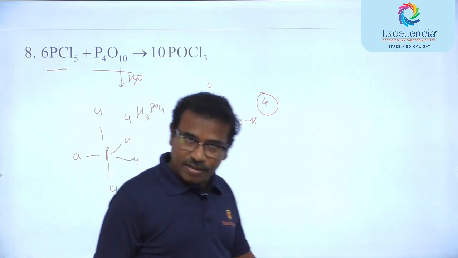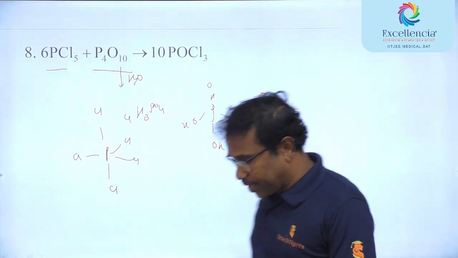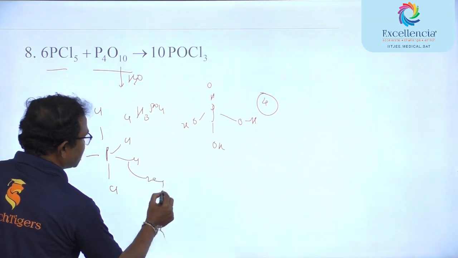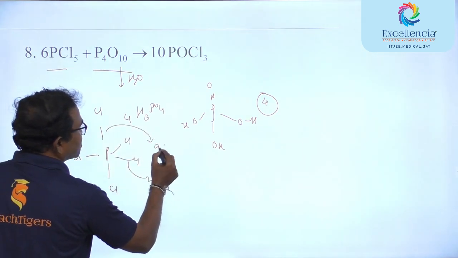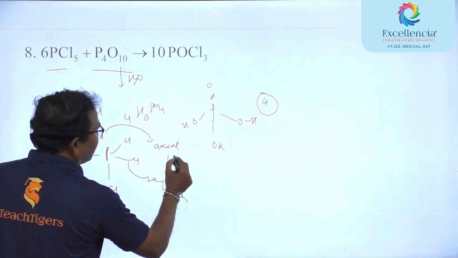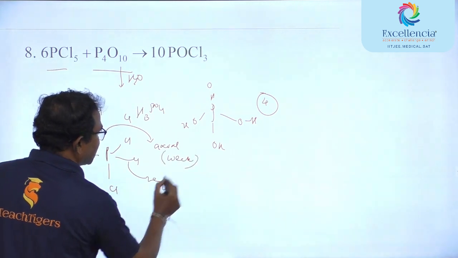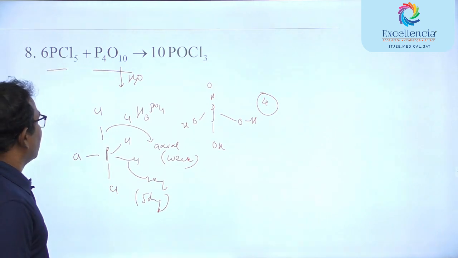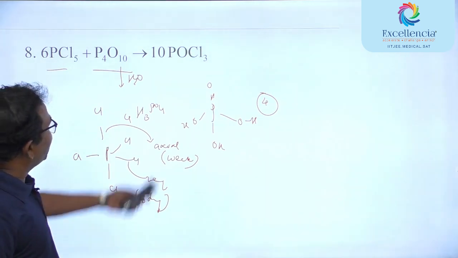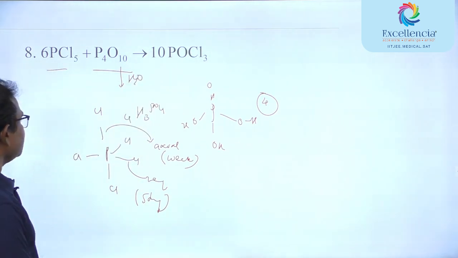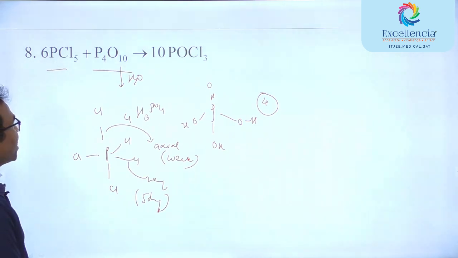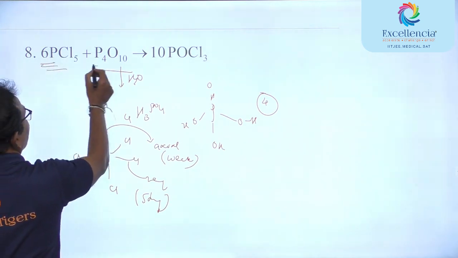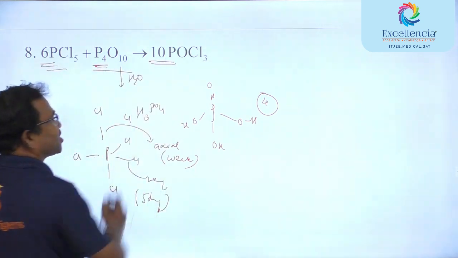As we learnt in group 15 or in chemical bonding, we know this. These are the equatorial bonds, these are the axial bonds, which are usually weak, and these are strong. So what are the possibilities? How to explain POCl3, and that too 10 moles? Where are 10 moles here now? Here we have 6 phosphorus and 4 phosphorus, 10 phosphorus.